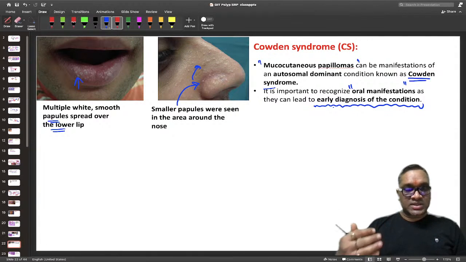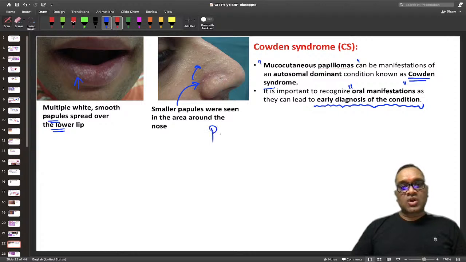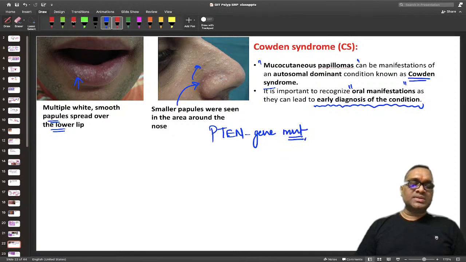That time what should you do? What should be your next step? Go for genetic testing, because on genetic testing they will be positive for PTEN gene mutation, right? So PTEN gene mutation will be present on genetic testing.